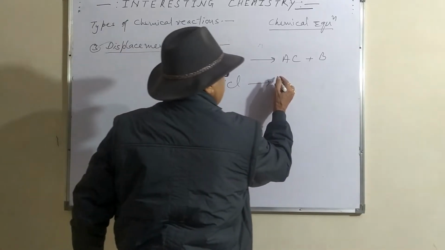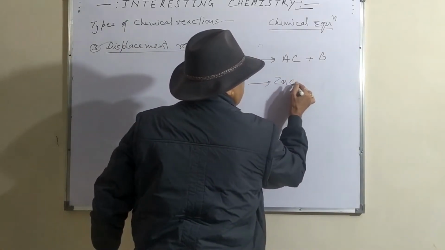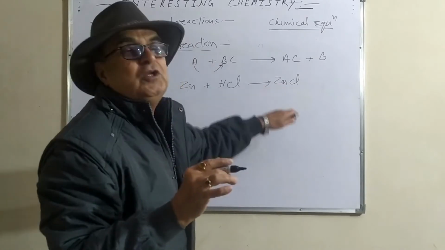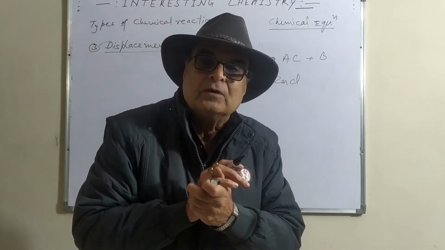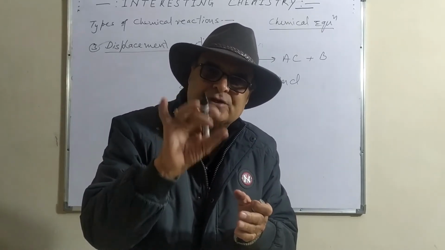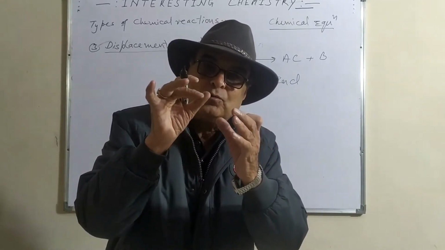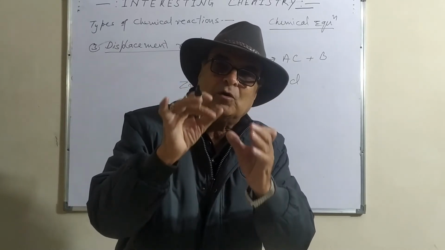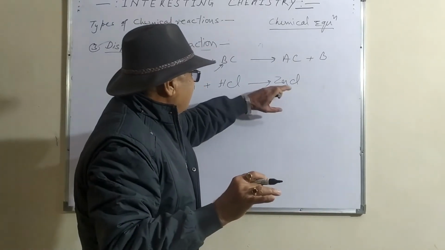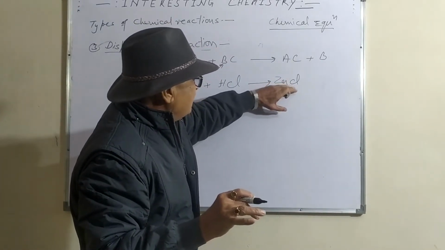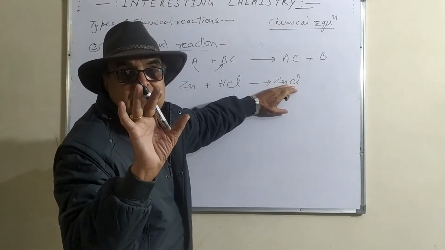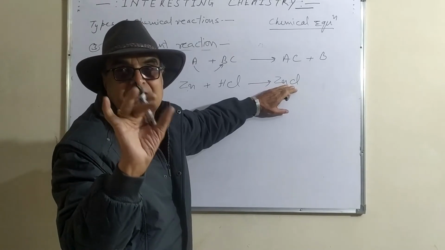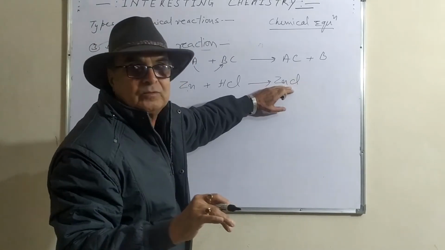You will write here Zn and Cl. So it is a newly formed product. Again, you have to check the formula of this newly formed compound. Is the formula of this newly formed compound correct or not? It is not correct. You have to write the correct formula of the newly formed compound.